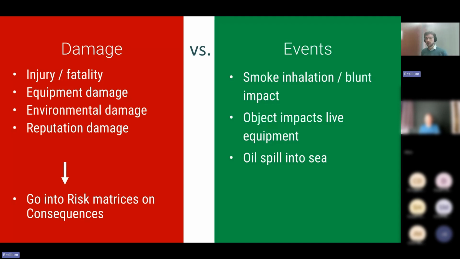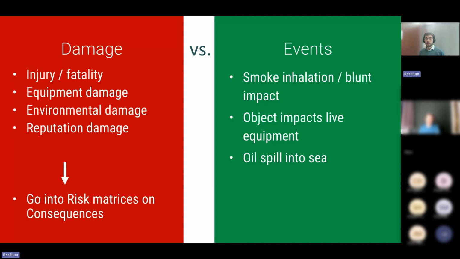So an oil spill into the sea would be a degree of environmental damage, or smoke inhalation or impacts would be our degree of injury, making it so that different events get different scalings on our risk matrices.